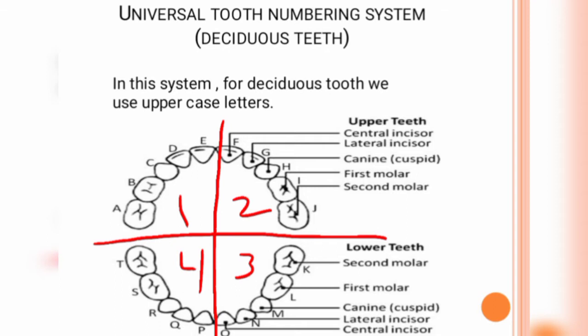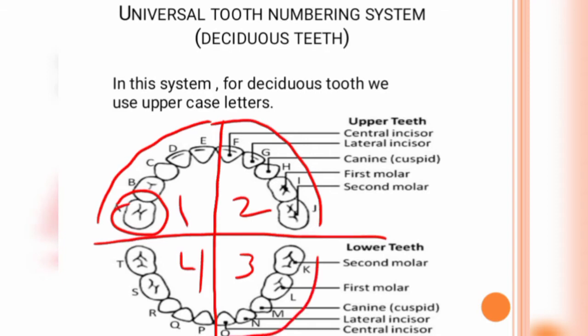In the primary dentition the most posterior tooth is the second molar, and we start naming from the posterior one, and then go in alphabetical order: A, B, C, D, E, F, G, H, I, J. It ends at J in the maxilla, and then it begins in the third quadrant as K, and from there it ends in the fourth quadrant as T. So we go in this direction from here to here.